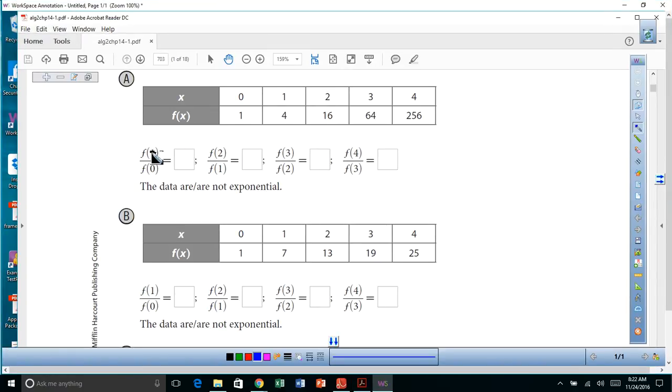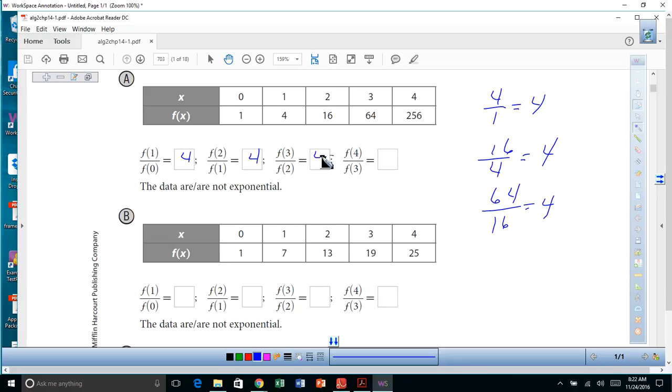Let's look over here. It says f of 1 divided by f of 0. So that's going to be 4 over 1, which is 4. So we'll put a 4 here. And then f of 2 is 16 divided by f of 1, which is 4. F of 3, that's going to be 64 over 16, which again is 4. And 256 divided by 64 is 4. All right, good. The data are exponential. Let's take a look at B.